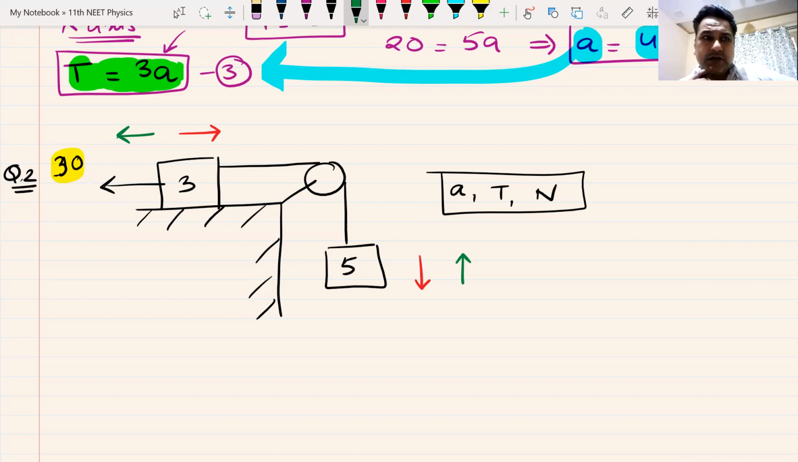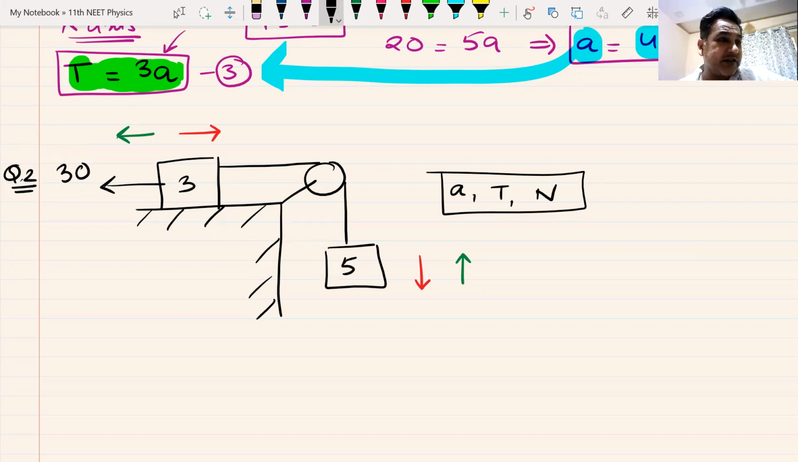Can anyone tell me which motion is going to happen here? The down one or the up one? The red one or the green one? Who will tell me this? Which motion is happening here? Who is going to tell me the answer?